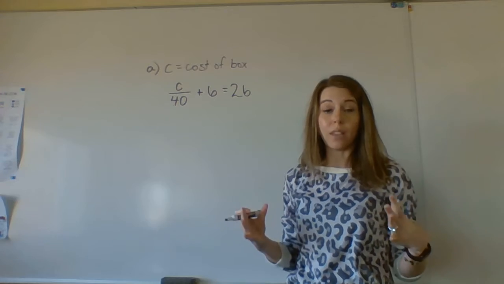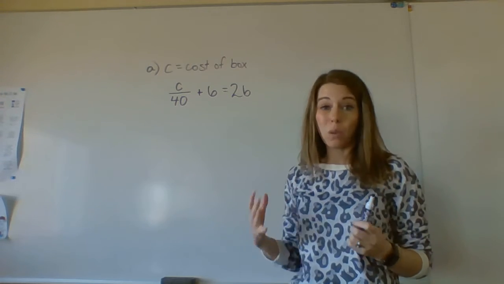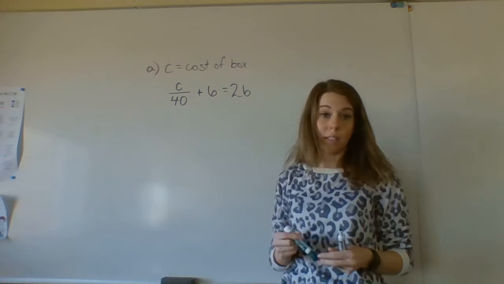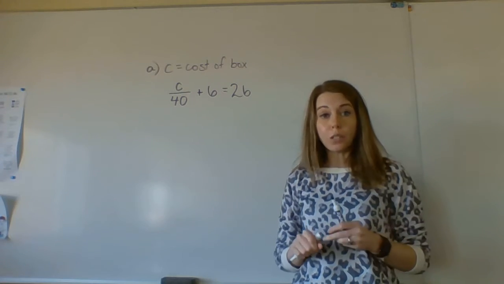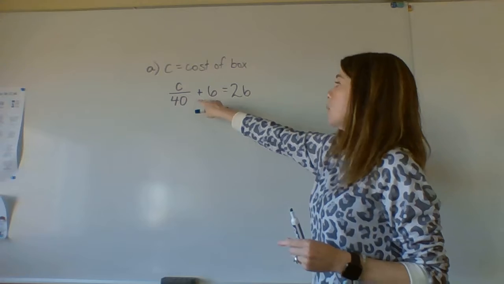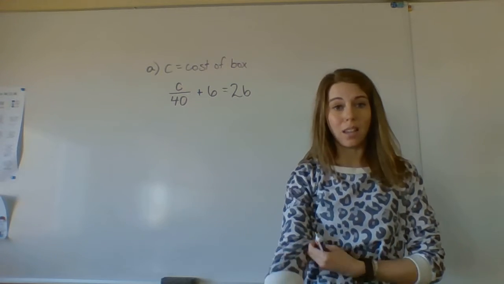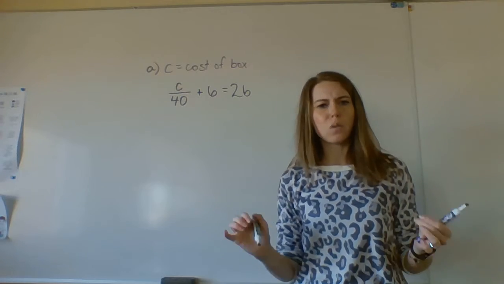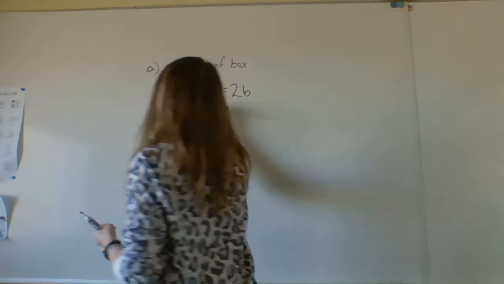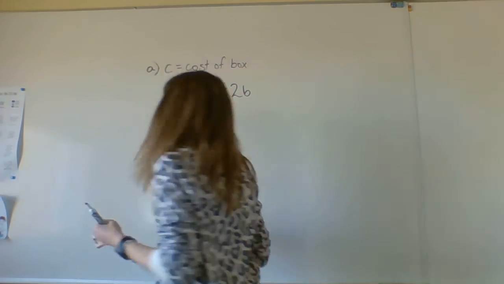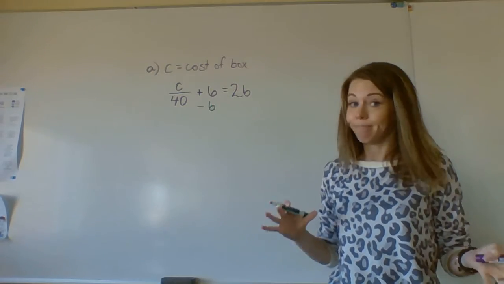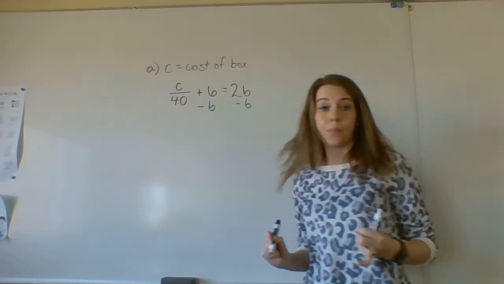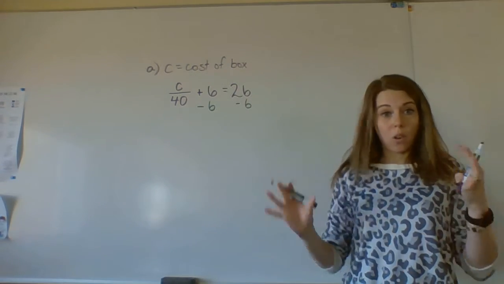So let's solve this. This is going to look the same as when we were solving previously. So we want to get that C, that variable, all by itself. So the first thing we're going to do is get rid of this pesky plus 6. And that means I need to do the opposite of adding 6, which is subtraction. So I'm going to subtract 6 on this side. And what I do to one side, gotta do to the other. Subtract 6 over here.